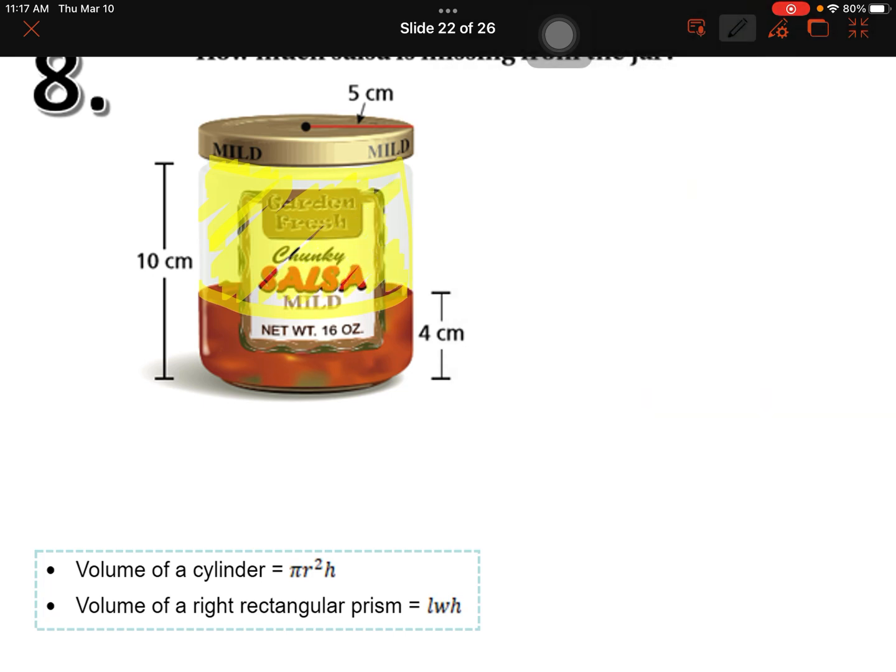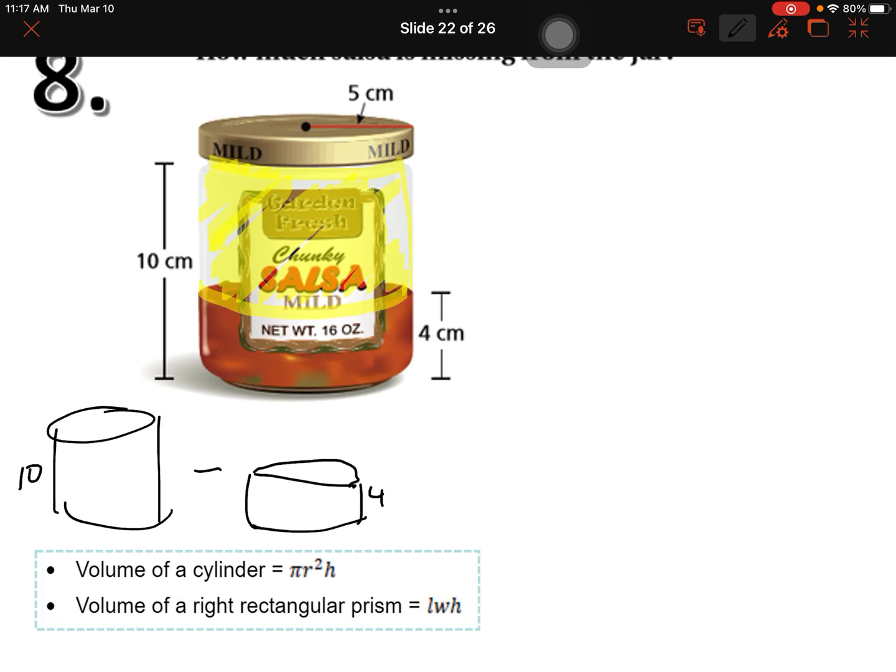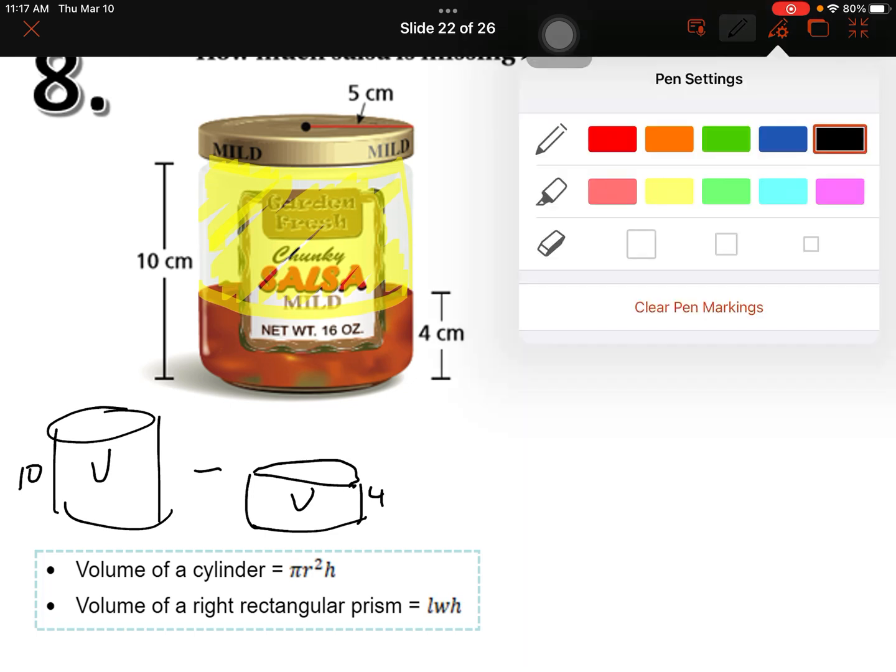Now, there's a couple ways of doing this. Some of you would have noticed and said, I'm going to do the full jar, which is 10, and I'm going to take away the part of the jar that is the salsa, excuse my drawing, which has a radius of 4. You could find the volume of this, and you could find the volume of this, and you could subtract them.